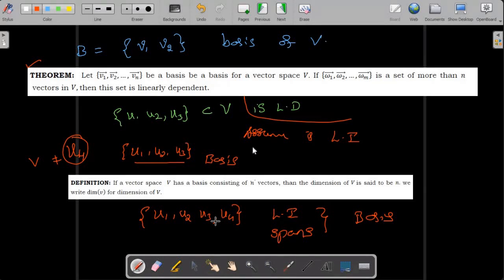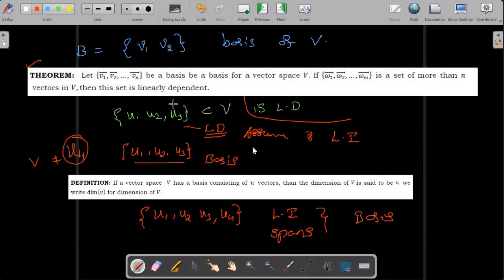It means that the number of elements in the basis set are increasing. Is it possible? It's not possible, because just now we have seen that any two basis sets will contain the same number of elements. So definitely this has to be linearly dependent.